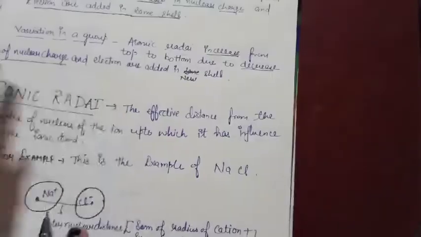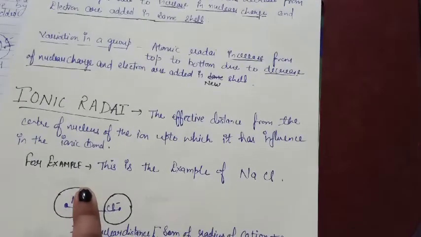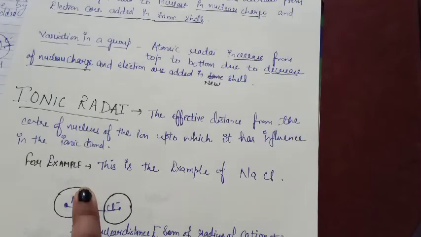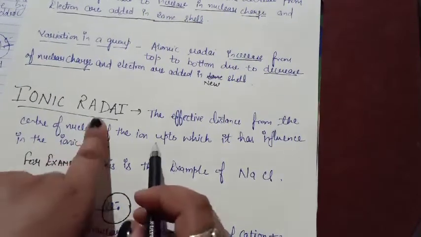So here, variation in a group: atomic radii increase from top to bottom, due to decrease of nuclear charge, and electrons are added in a new shell. Okay, next one is what? Ionic radii.